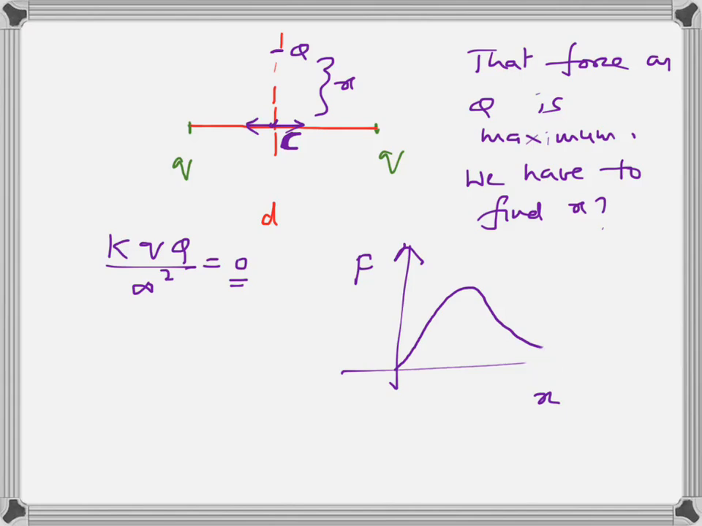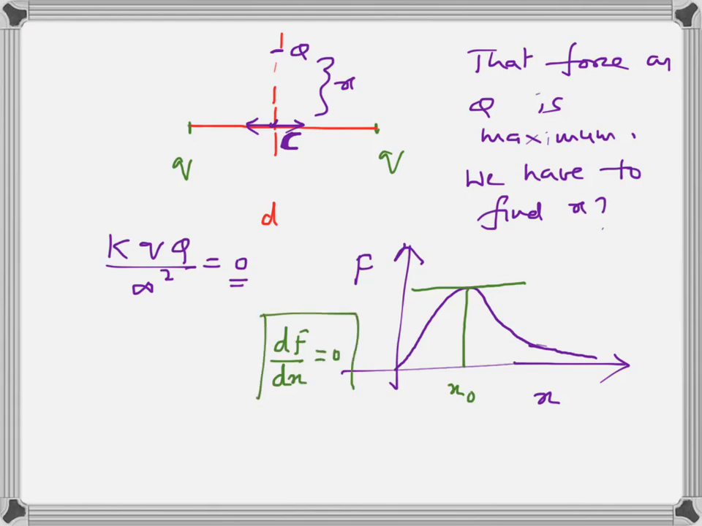Okay, so it is like this. It is going to 0 at infinity. So somewhere the force is maximum at a certain value x naught. We have to find x naught. In fact, at that point, if you draw a tangent, the slope of the tangent is 0, and the slope of the tangent is given by the derivative of f with respect to x. That must be 0 at this point called x naught. So how to find this x naught?